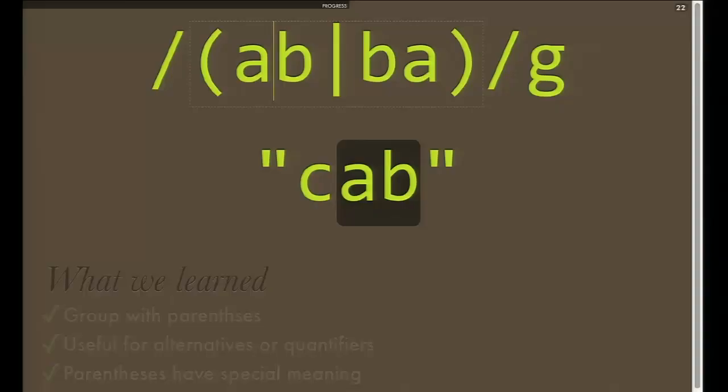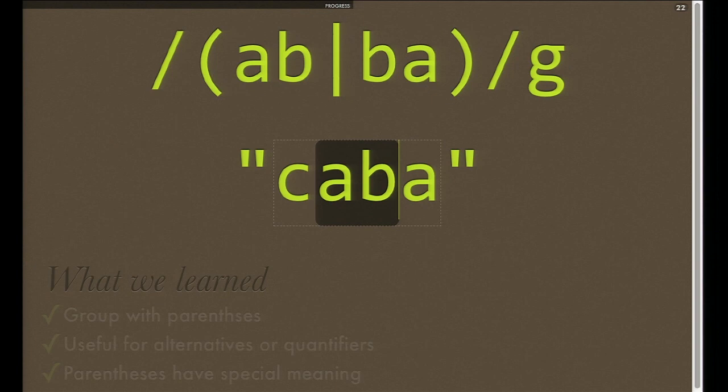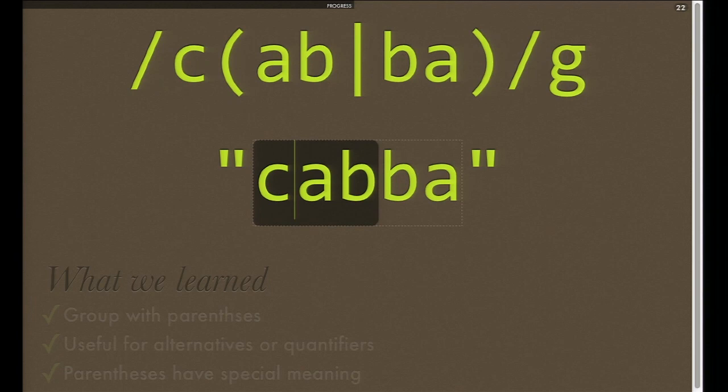You can use parentheses to group many alternatives and the pipe character as some sort of "or". In this case, it matches either AB or BA. It matches both of them. And here it matches either of them.